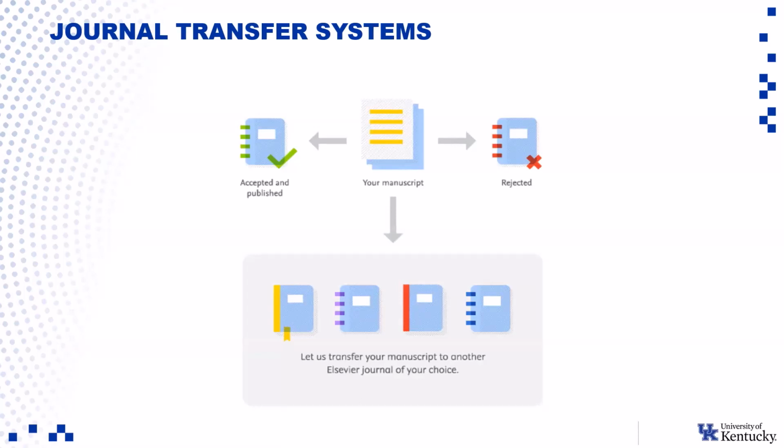The receiving journal can then undertake its own editorial evaluation, which may include sending it out for peer review again to determine whether it's suitable for further consideration. So this is something to consider when you're selecting your journal: does it include a journal transfer system?